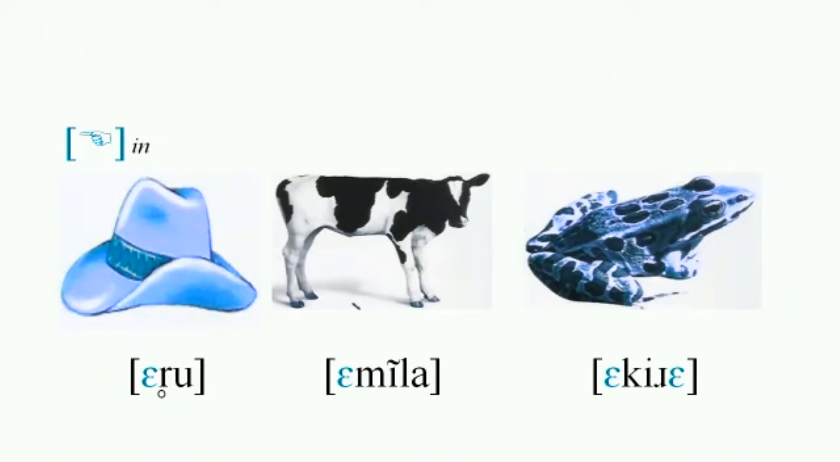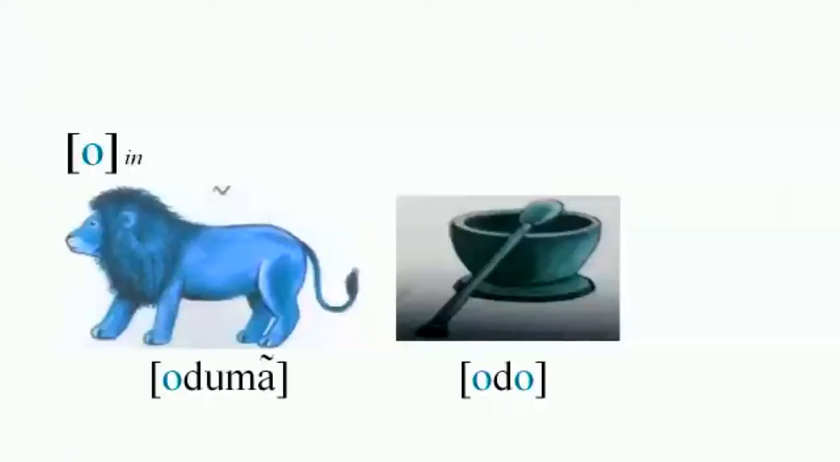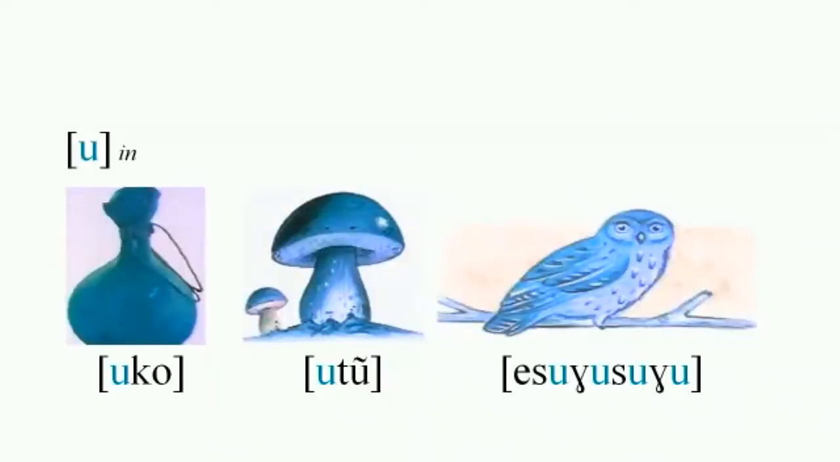We have the vowel E, and we have the vowel O, Oduma, Odo, and the vowel O, Oka, Ogo. The vowel U, Uko, Utu, is Wuzu.